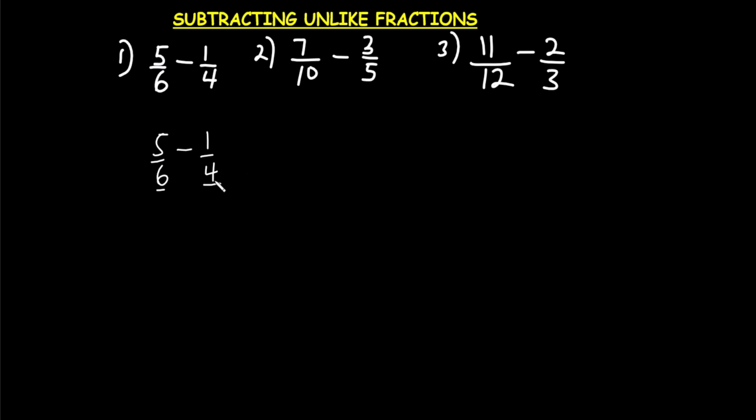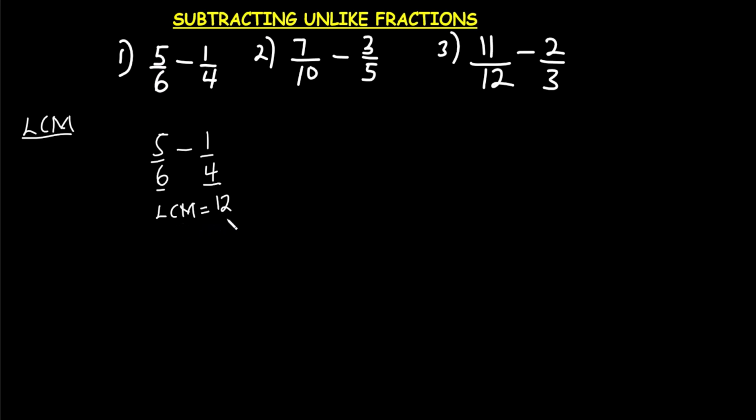No. Whenever you have an unlike fraction, the first thing you have to do is find the LCM of the denominators. And in this case, 6 and 4 are the denominators. If you don't know how to find the LCM of numbers, I also have a video on how to find the LCM of two numbers. So let's go ahead. Over here, the LCM of 6 and 4 is 12.